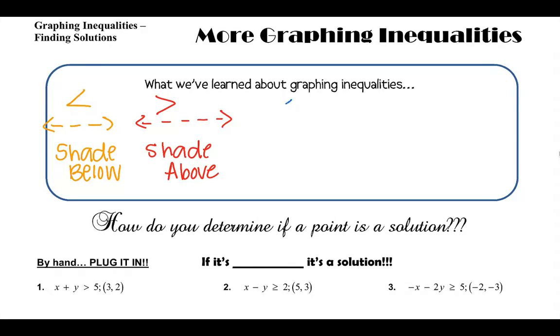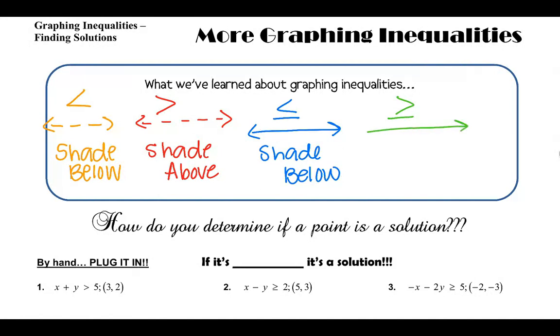Then we talked about less than or equal to. This is going to be our solid line, and we're going to shade below. And then we talked about greater than or equal to. Again, it's a solid line because of that equal sign, and we're going to shade above this time because it's greater than. We also talked about putting it in slope-intercept form, solving inequalities to get y equals mx plus b. When we do that, if we divide or multiply by a negative, that inequality sign flips.